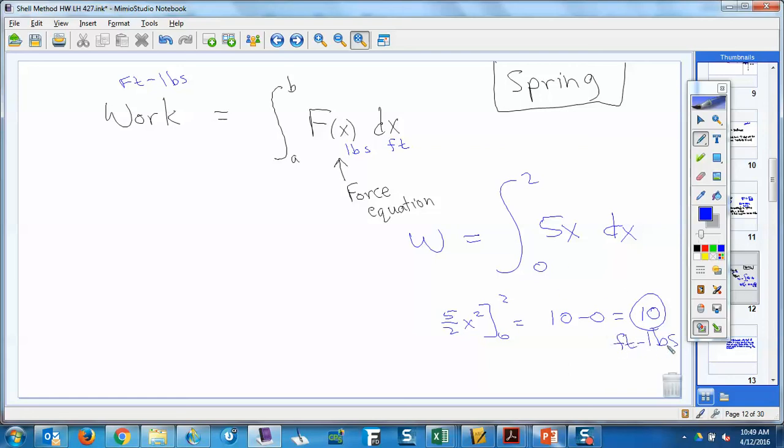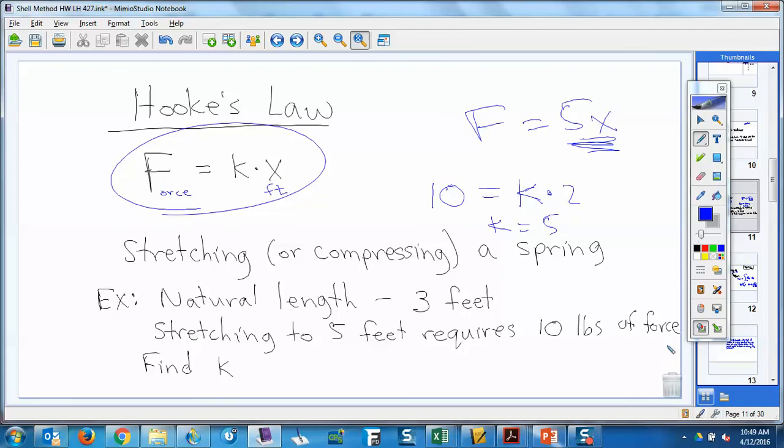Okay? Now, what if the problem said, instead of that, natural length 3 feet, takes 10 pounds to move it out to 5 feet. How much work is done to move it from 5 to 7? Right? To keep stretching it. How much work would we do? So now we've stretched it out to 5. Now, how much work is done to move it out to 7?